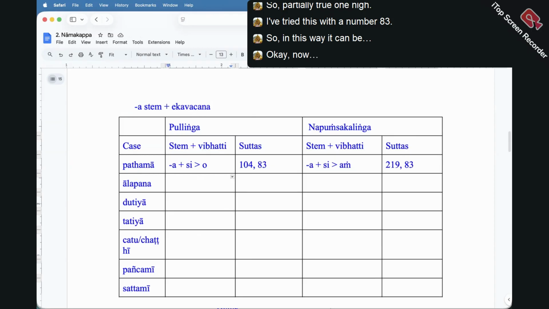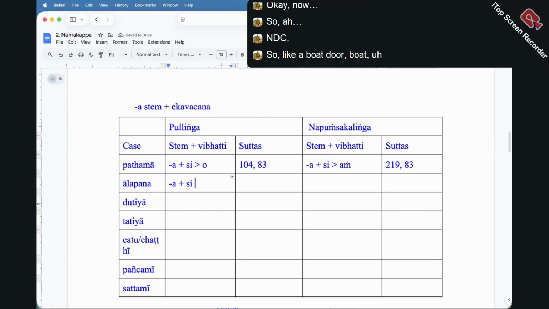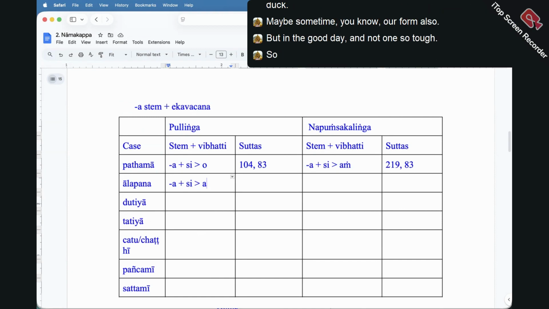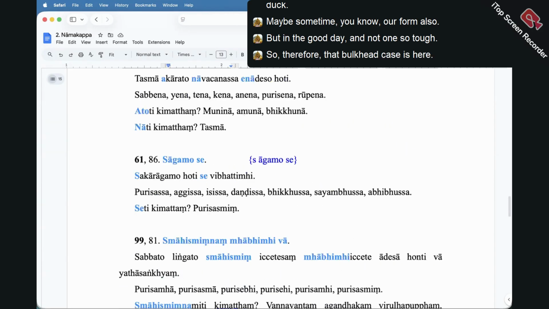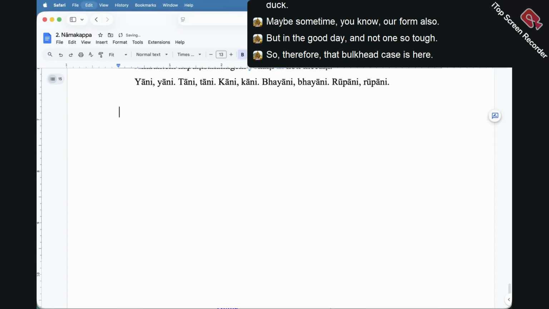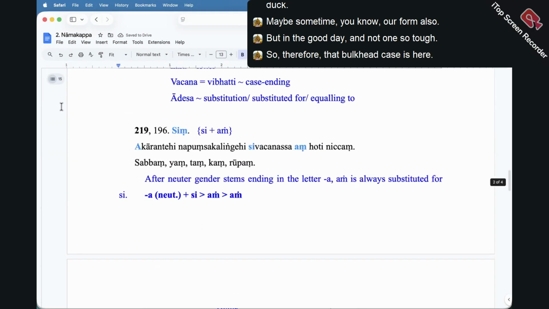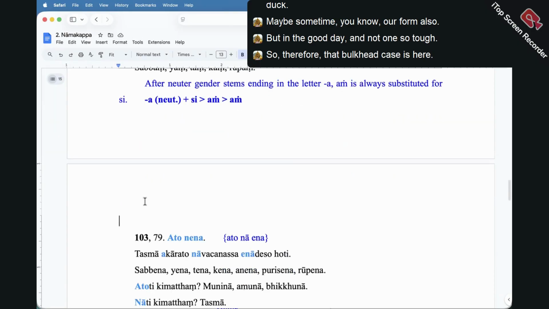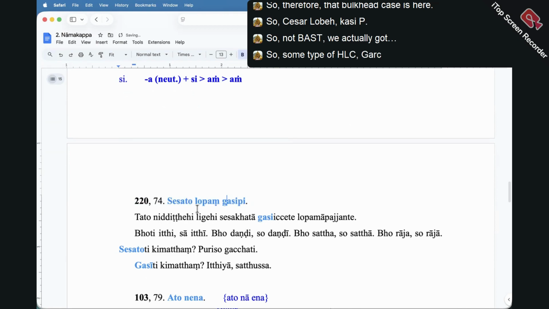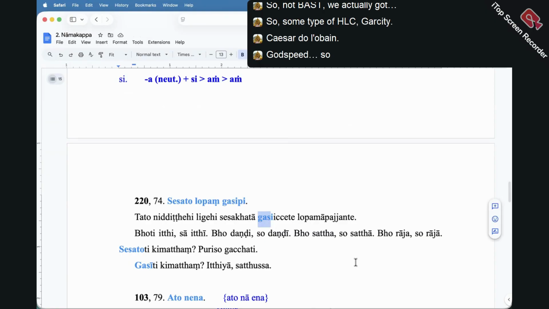Okay, now, so R and the C. So like a Buddha and the Buddha. So both the vocative case actually Buddha. Maybe sometimes, R form also. But in the Gijayana one sutta, so therefore that vocative case is here. So Sisa do loban Kasipi. So not Basipi, actually Ga. So some type of actually should see Kasipi. Sisa do loban Kasipi. So Gasi a bit.